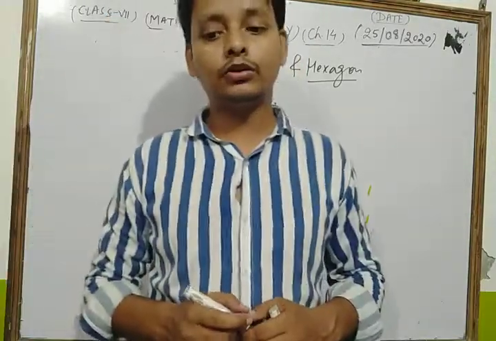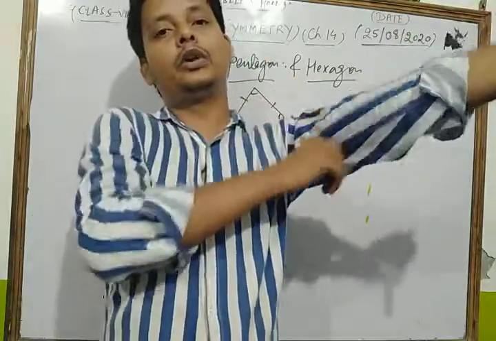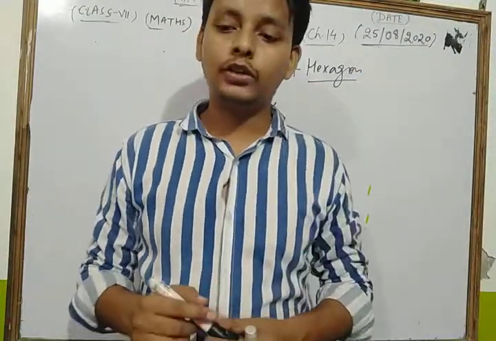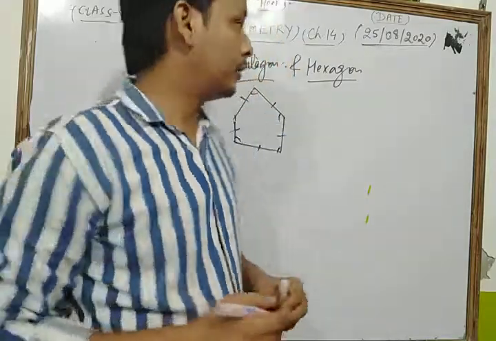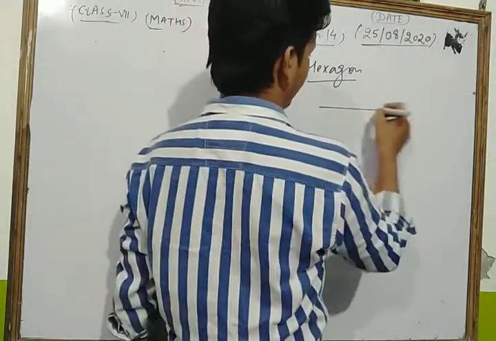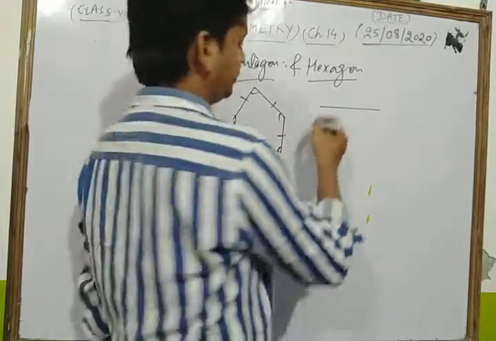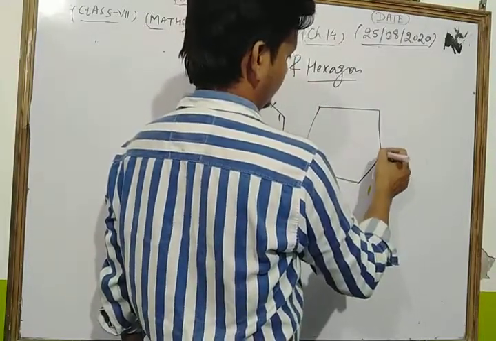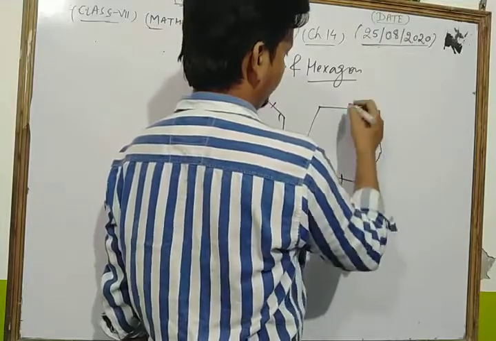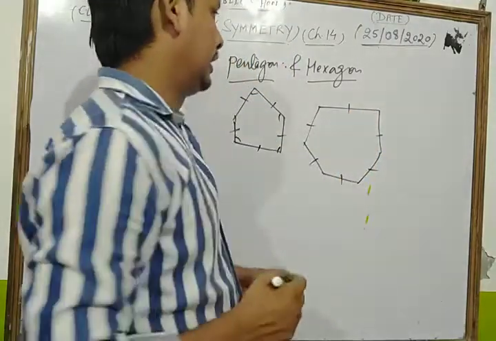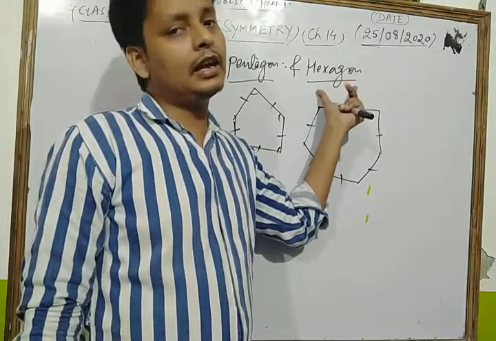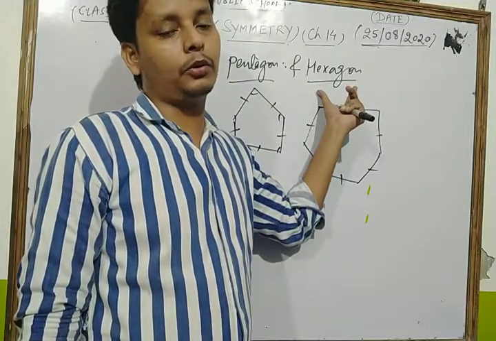Same as regular hexagon has all its sides equal and each of its angles measures 120 degrees. So it is also an example of a regular polygon that has 6 sides. Let's see: one, two, three, four, five, six. Hexagon is also a regular polygon.